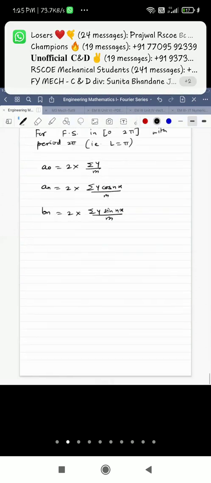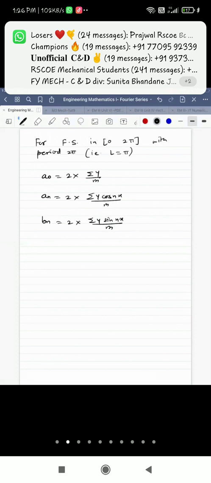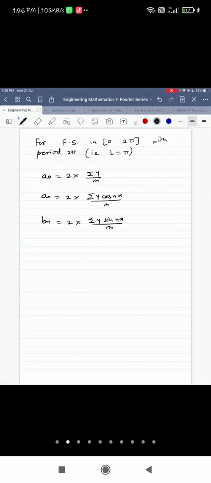Okay. So let me give you an example. Now see here also, students, you have the half range Fourier series, but that part we'll discuss afterwards. Okay. So example number 1, on full range series, we are solving.